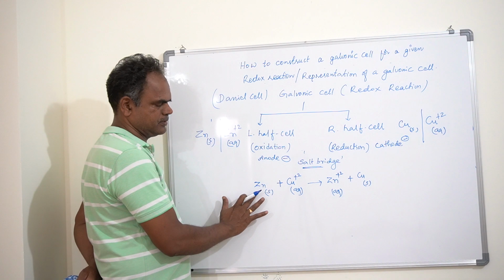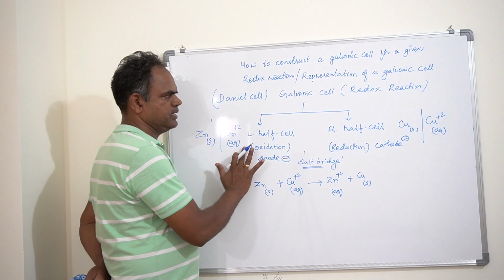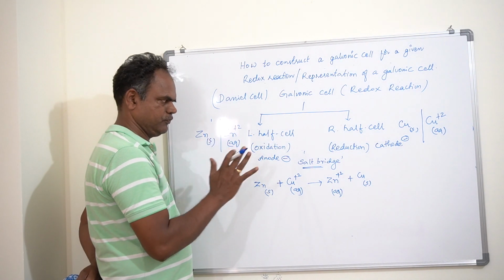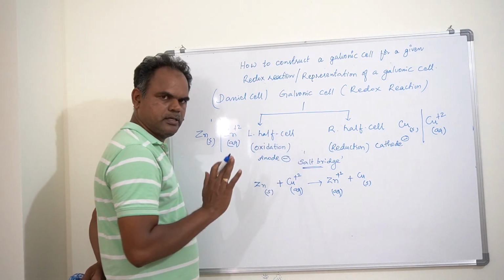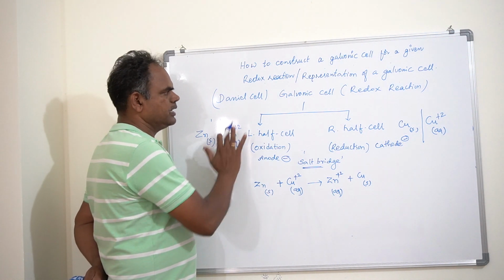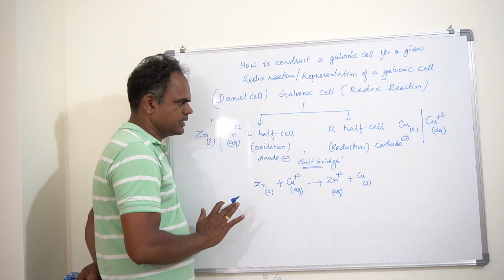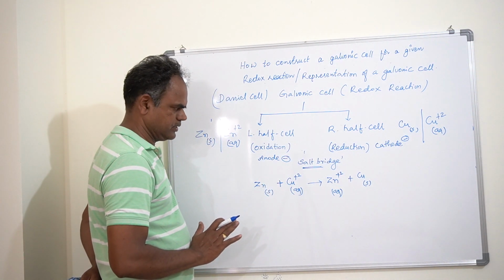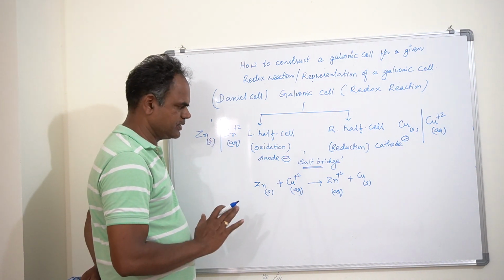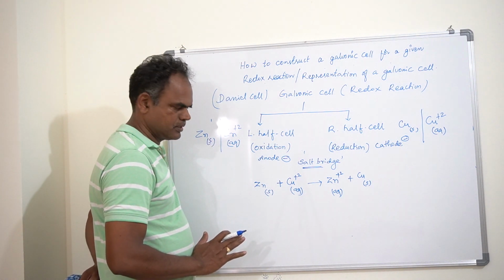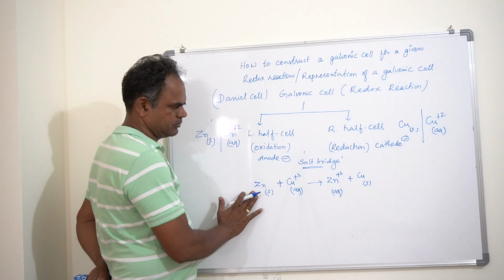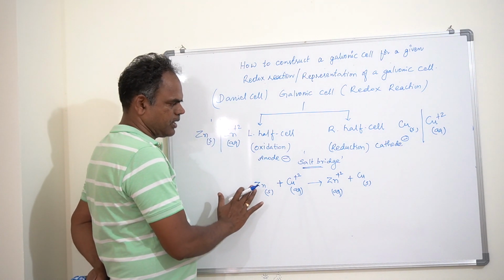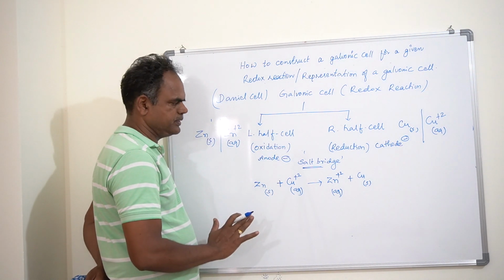So how do we get this? Actually, the left half cell and right half cell are separated. We take these in separate containers, and both are connected through a wire and voltmeter. Then the EMF will be generated, and a potential difference will be generated because of this reaction. This is the redox reaction that takes place in the Daniell cell. And how we get this reaction, now let me discuss.